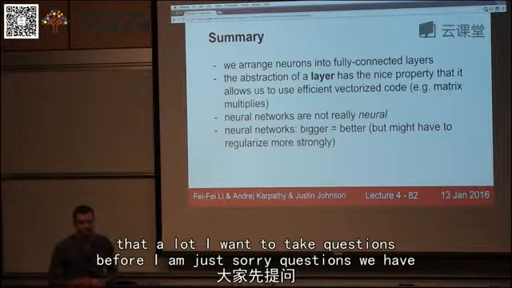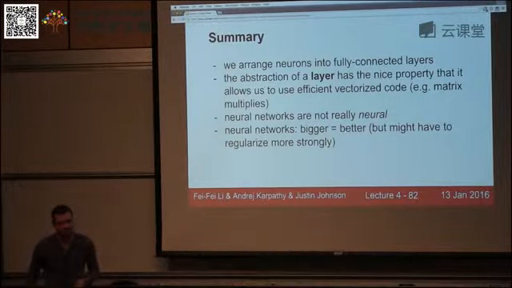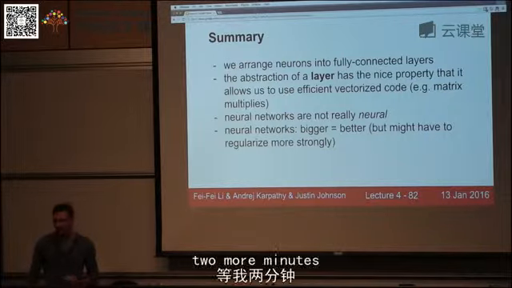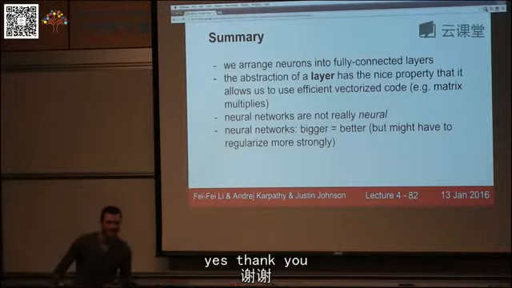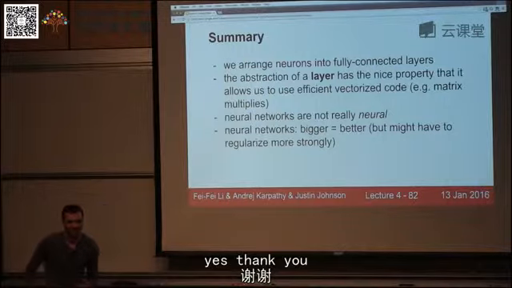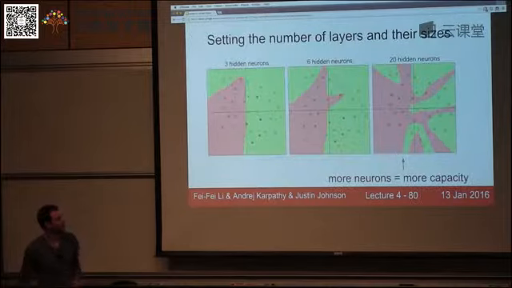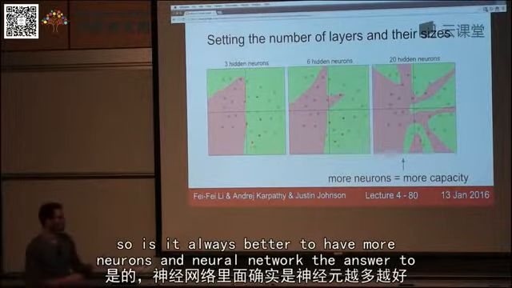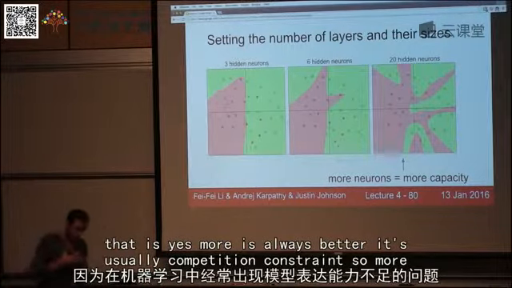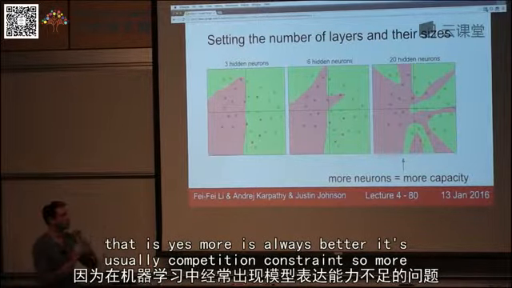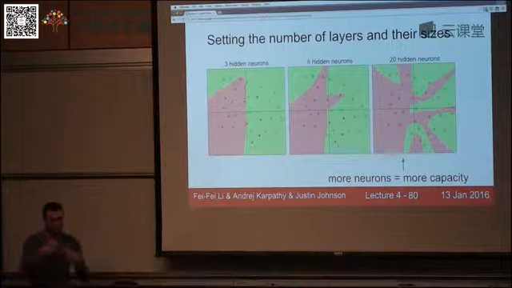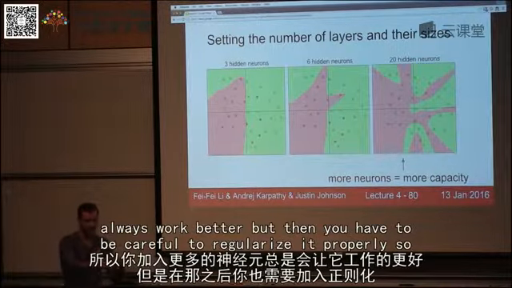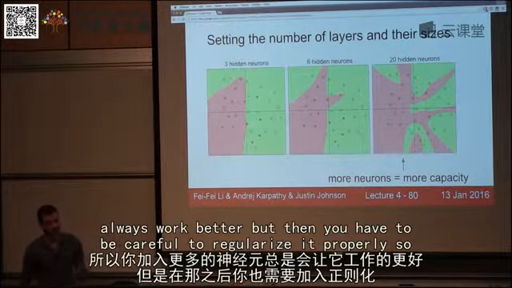Is it always better to have more neurons in your neural network, or are there also overfitting issues? The answer is yes, more is always better. It's usually a computational constraint. More will always work better, but then you have to be careful to regularize it properly.